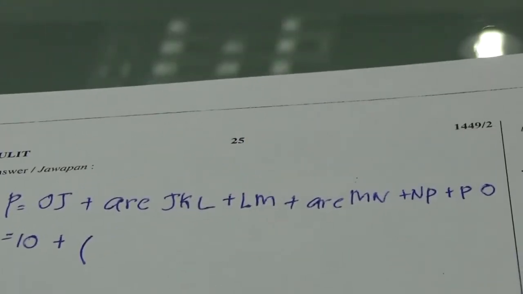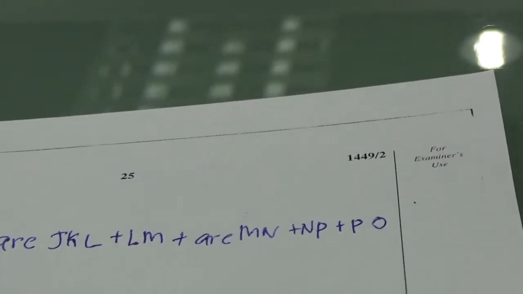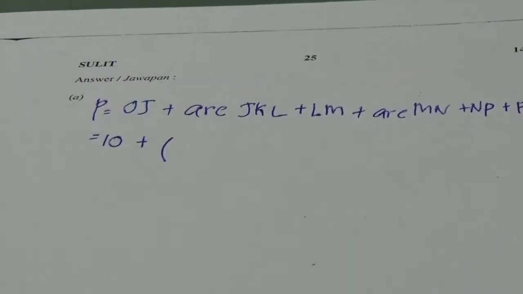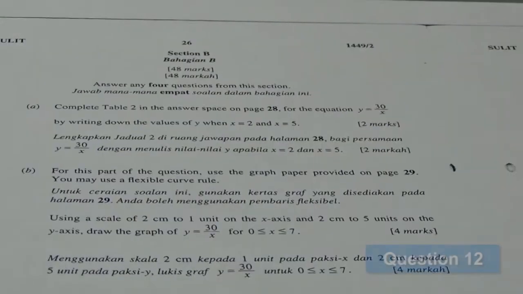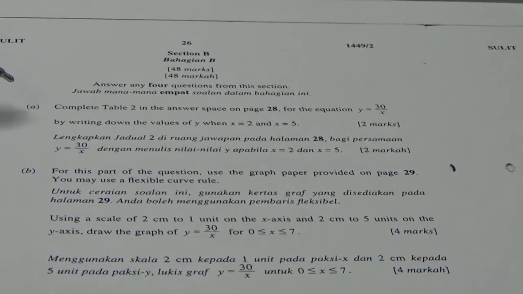Okay. Let's calculate now. The angle would be, question 12 has got section A, B, C and D. Let's look at question A.